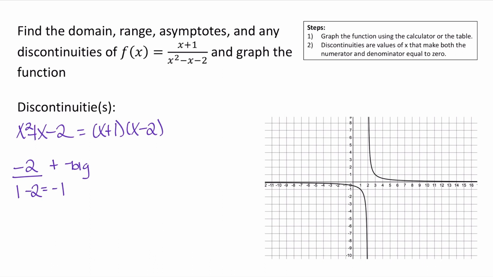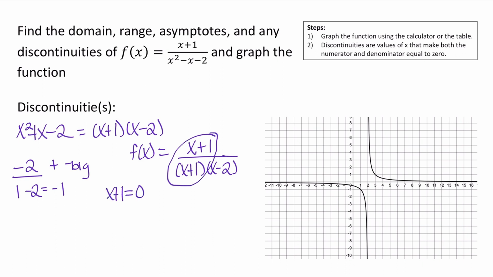So when we factor this function, we have f of x equals x plus 1 over x plus 1 times x minus 2. And look here, we have that common factor. So at x plus 1 equals 0, I'm going to have a hole in my function. That is going to be where x equals -1.